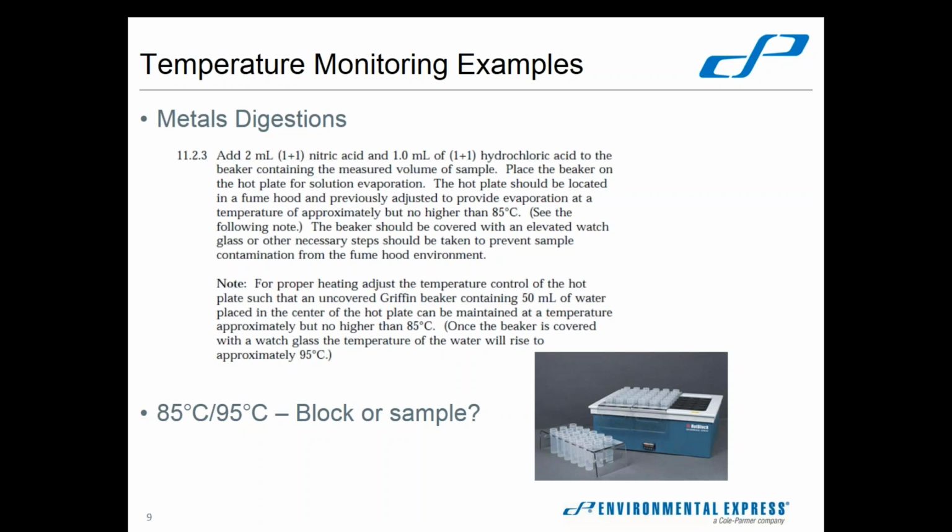And then later on in the method, you'll put the watch glass on. You don't actually change the temperature of your hot plate or hot block to raise that temperature to 95, you just cover it with the watch glass. And that increases your vapor pressure enough to bump the temperature up about 10 degrees to get to approximately 95 degrees. So the question then becomes, 85 or 95 degrees C, is that your block temperature or your sample temperature? What it's actually asking for is for your sample temperature to be 85 or 95 degrees.